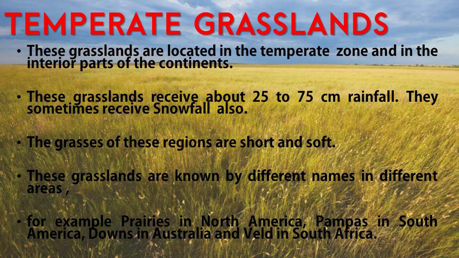So these grasslands receive about 25 to 75 centimeter rainfall. So यहाँ पे जो एवरेज रेनफॉल है वो भी कम हो रही है as compared to tropical grassland. Secondly, sometimes it receives snowfall also. विंटर्स में यहाँ कई बार स्नोफॉल भी देखा जाता है which is quite suitable to the growth of grasslands. So the grasses of these regions are short and soft. क्योंकि यहाँ ठंडा क्लाइमेट है तो यहाँ की ग्रास बहुत सॉफ्ट है.